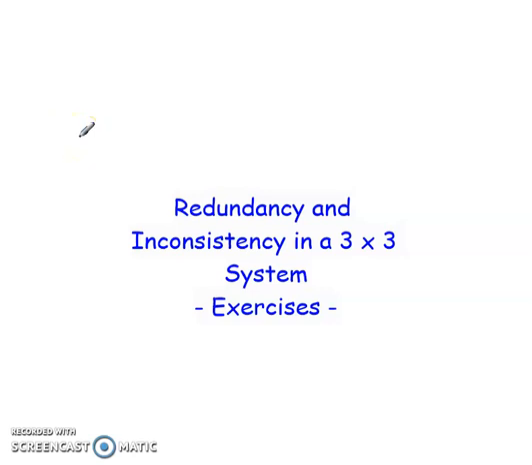I want to look at a couple of examples here of redundancy and inconsistency within a 3x3 system of equations. I'm going to present to you a couple of questions to solve and interpret. I want you to pause the video, have a read of the questions, have a crack at them, and then come back and check what you've done against what I'm going to present to you here. Here you go.